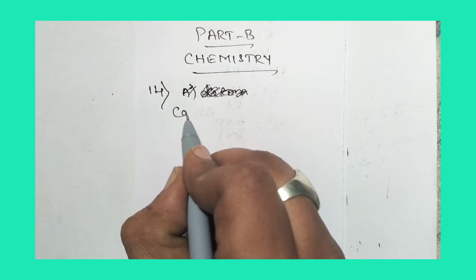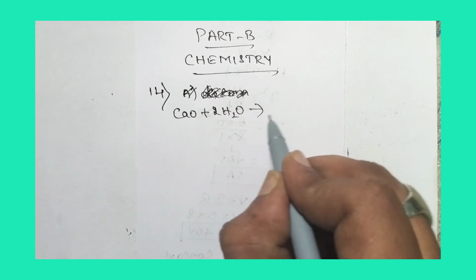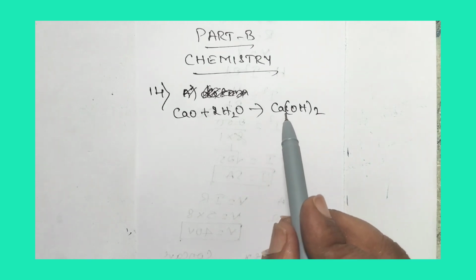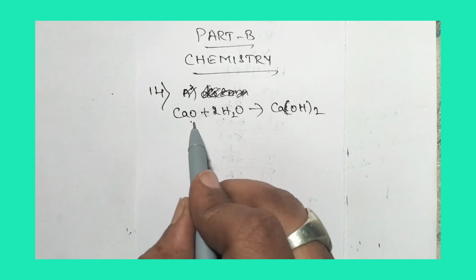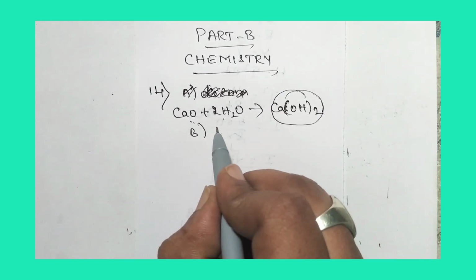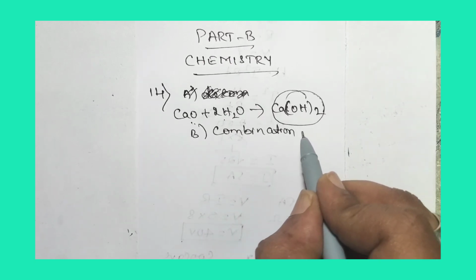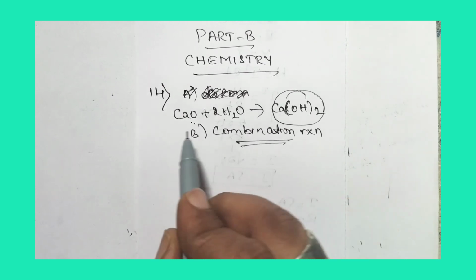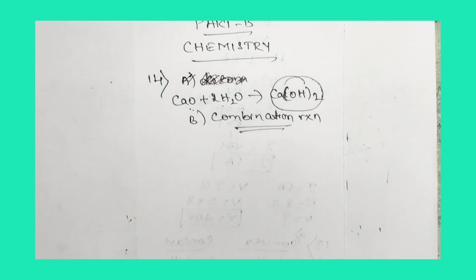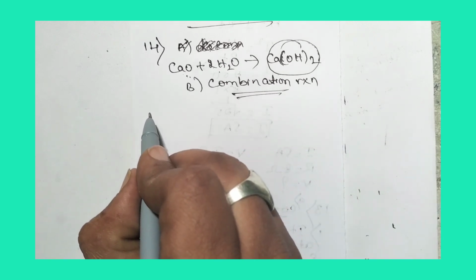So here quick lime means CaO plus 2H2O gives rise to Ca(OH)2. That is, it is called two or more reactants combined together to form a single product. Therefore, the right answer is option B, combination reaction. Sorry, not decomposition. It is a combination reaction because two or more reactants combine together to form a single product. So for the 14th question, option B, that is combination reaction, is the right answer.